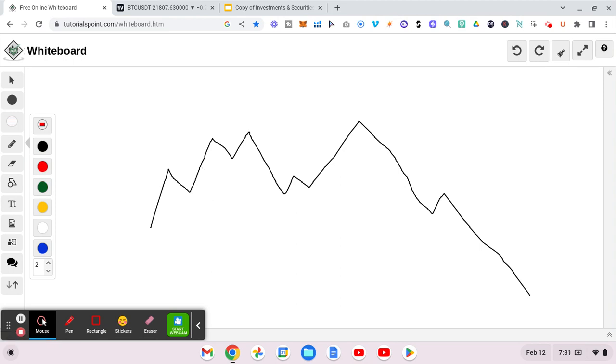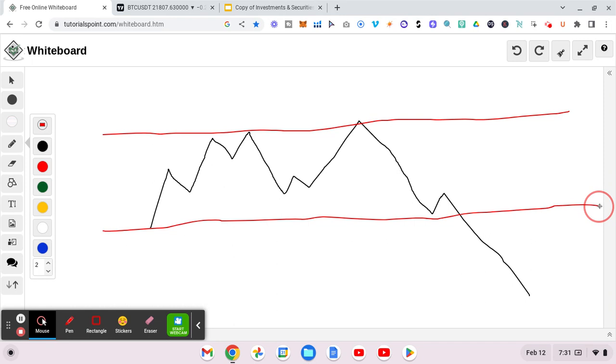Where would your resistance line be? If you guessed right here, you would be correct. Where would your support line be? If you guessed right here, you would be correct.